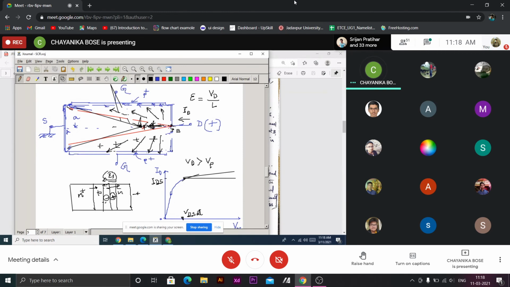As the pinch off point moves, the effective length of the neutral channel decreases and current will increase due to increase in longitudinal field. Because L is now shorter. VD is VP, fixed. L is shorter, so field is increased.